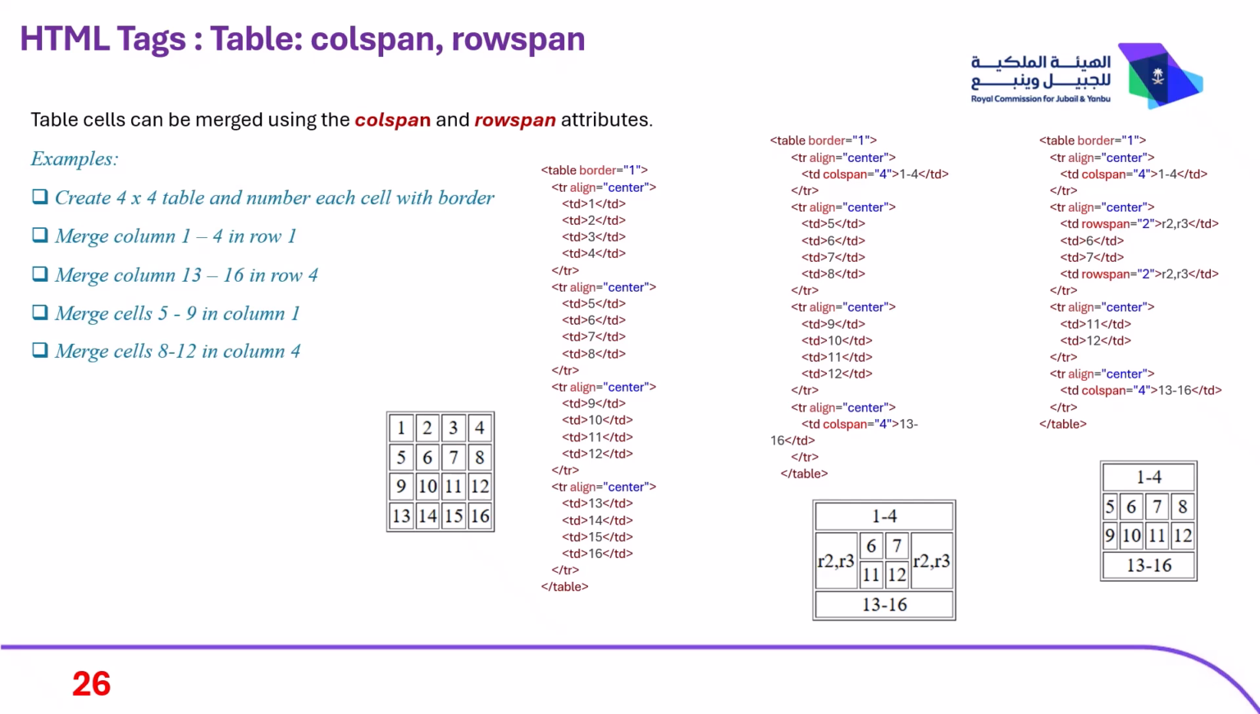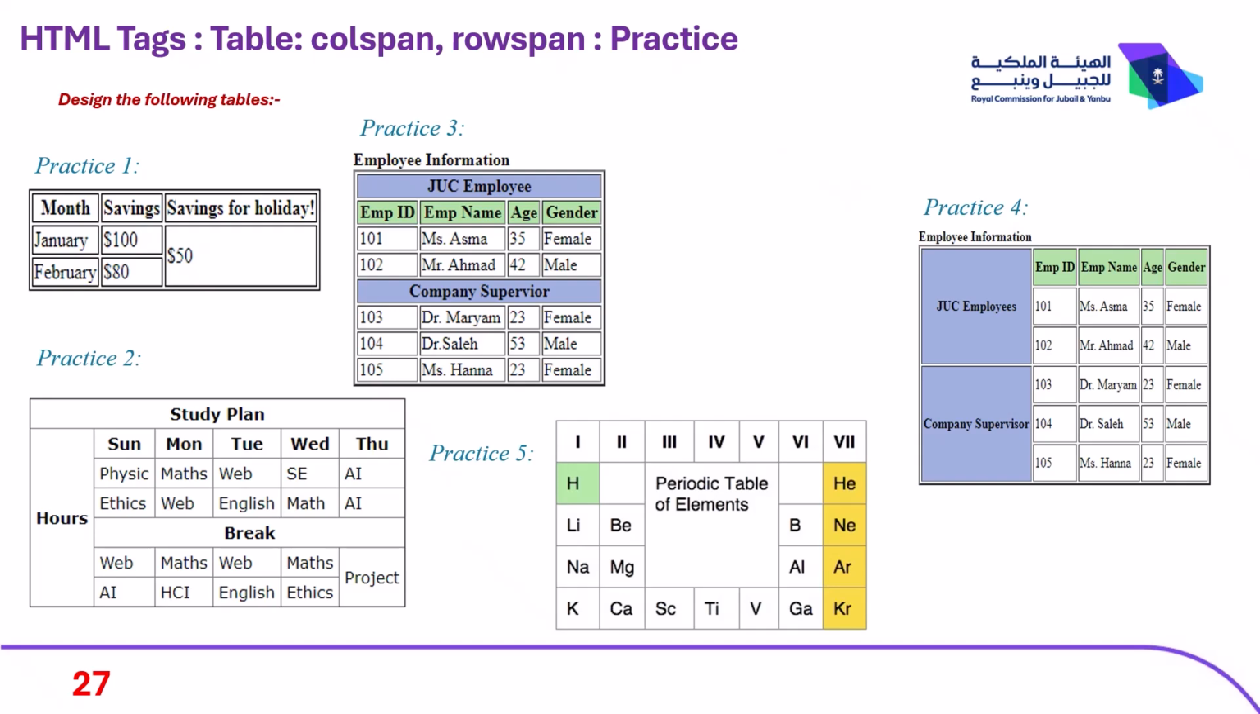Row span. The rowspan attribute defines the number of rows a cell should span vertically. It tells the browser, this cell is tall enough to take up the space of X cells. Usage. td rowspan equals 2. Result. The cell will stretch downward, covering 2 row slots. Try to design the following table examples for your practice.